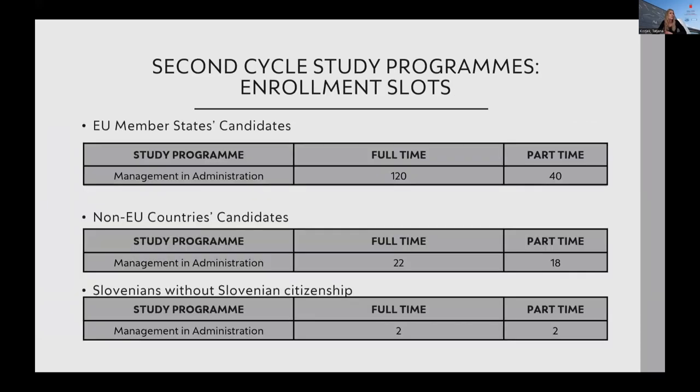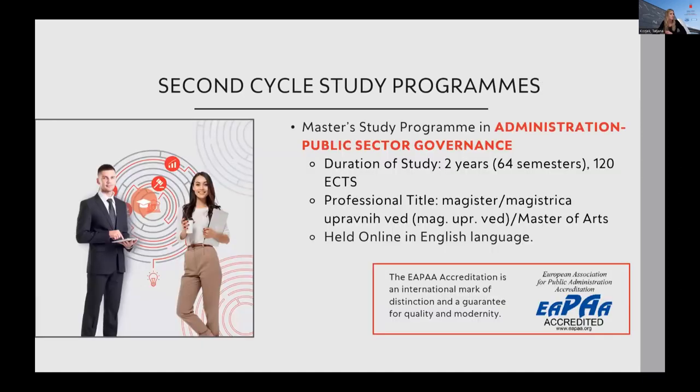The program study is full-time and part-time. For non-EU candidates, full-time is 22 and part-time 18, and also for Management in Administration for citizens who are not Slovenian, full-time 2 and part-time 2, and for the EU members 120 and also part-time 400 students. Can you go further, please?